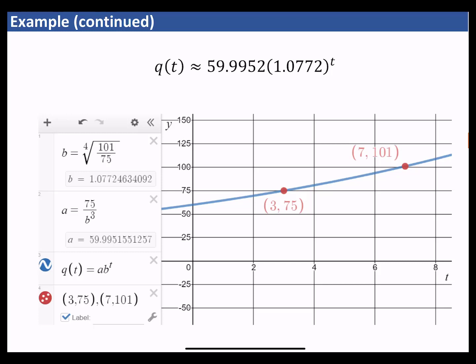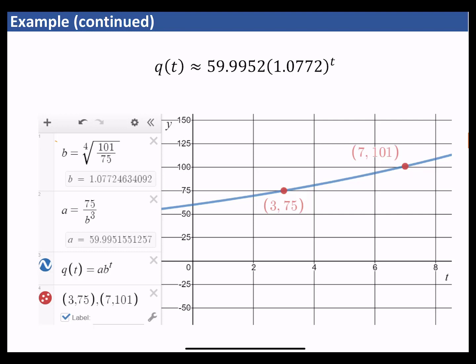And a plot of y equals q of t confirms that the function we found indeed passes through the points (3, 75) and (7, 101). I would take a moment to pause the video and notice how we entered the values of b and a exactly into Desmos and then used those quantities to define q of t to graph an exact function for q of t.